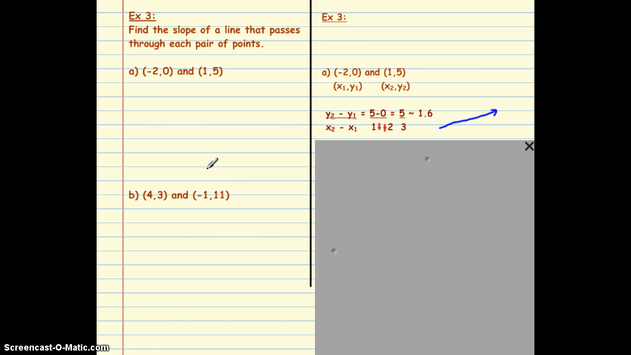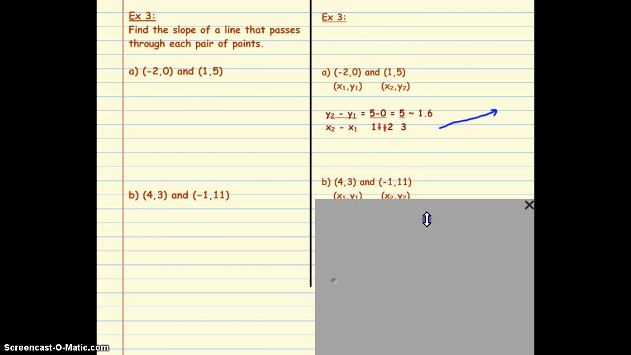Alright, example B, 4, 3, and negative 1, 11. Again, pause the video and get this set up, finding your slope. Alright, let's check and see if you got it right.